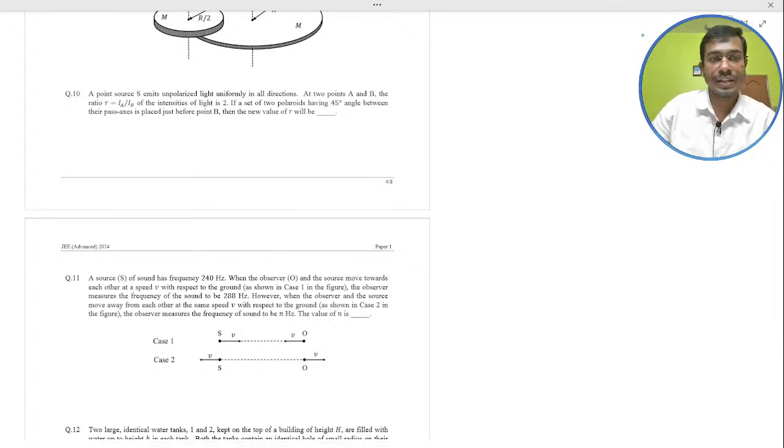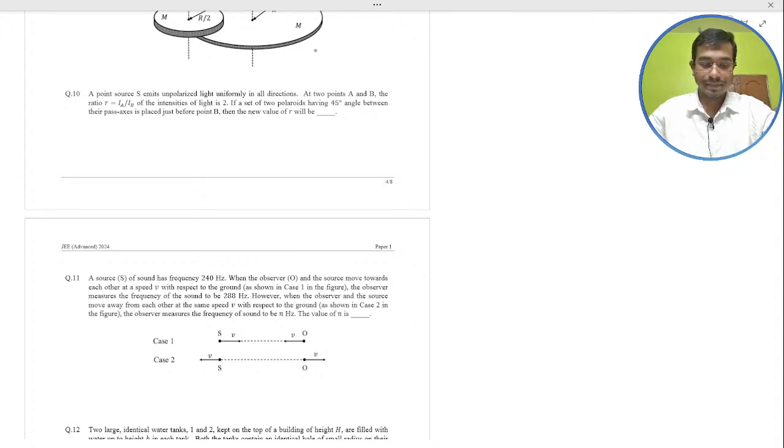A point source S emits unpolarized light uniformly in all directions. At 2 points A and B, the ratio of the intensity of the light IA by IB is 2. If a set of two polarizers having 45-degree angle between the pass axis is placed just before the point B, then the new value of the ratio will be what?